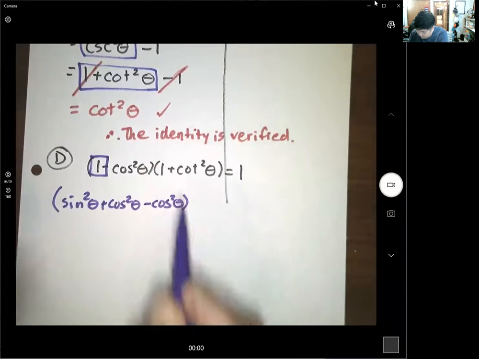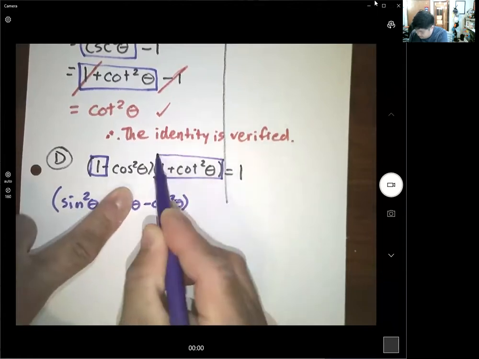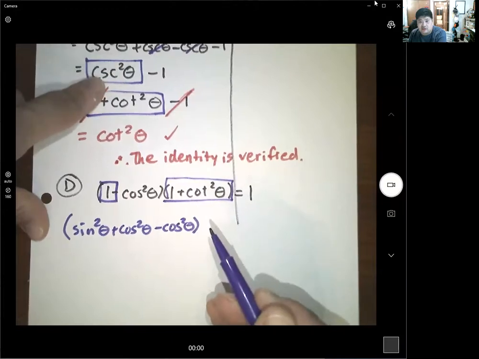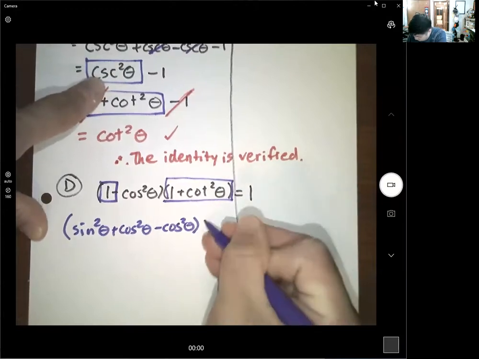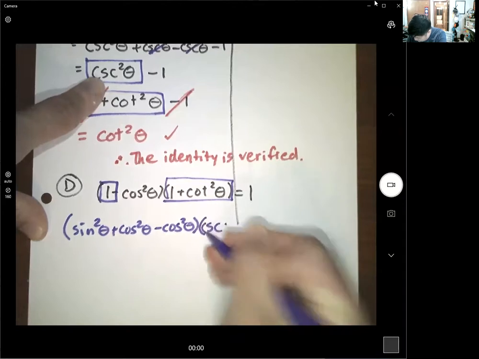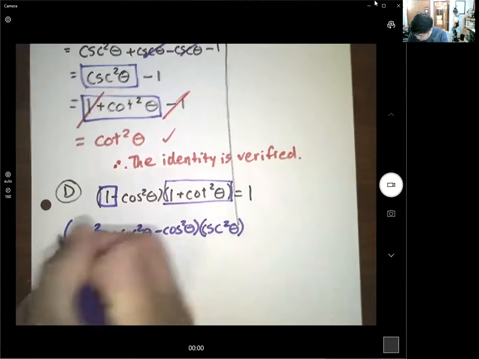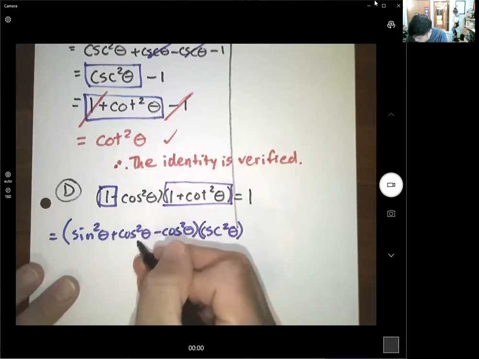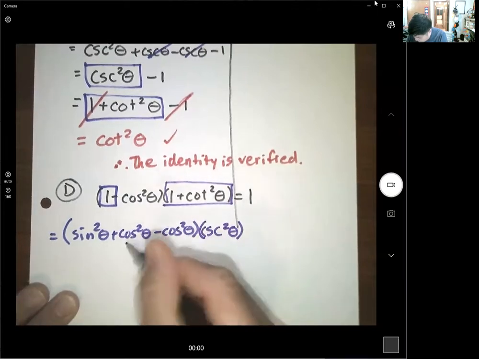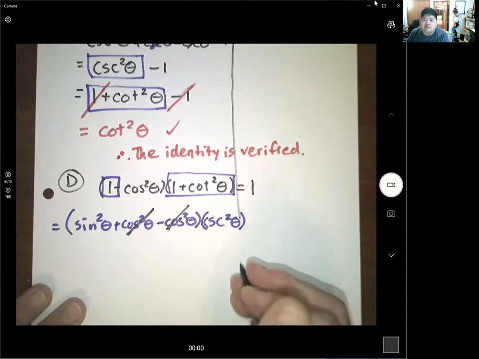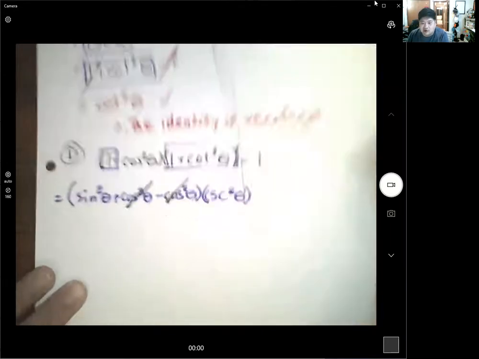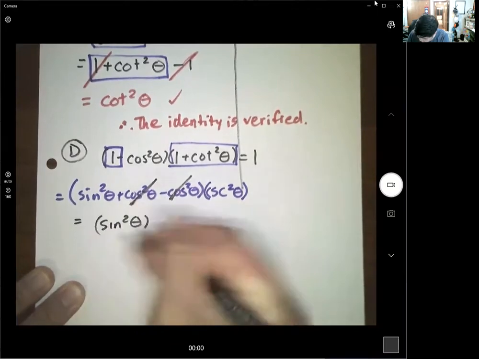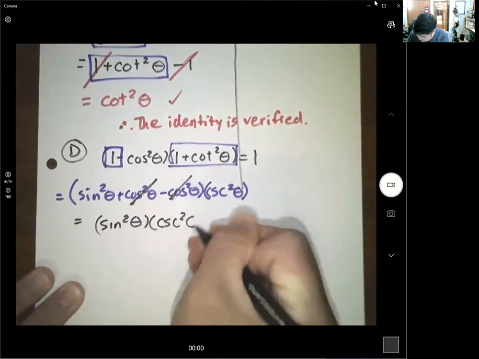And then remember, we just did this in problem C, but 1 plus cotangent squared theta was equal to cosecant squared theta. So times cosecant squared theta. All right, and then the sine squared theta plus cosine squared theta minus cosine squared theta, and that cosine squared theta factors out to 0. So we're left with sine squared theta times cosecant squared theta.